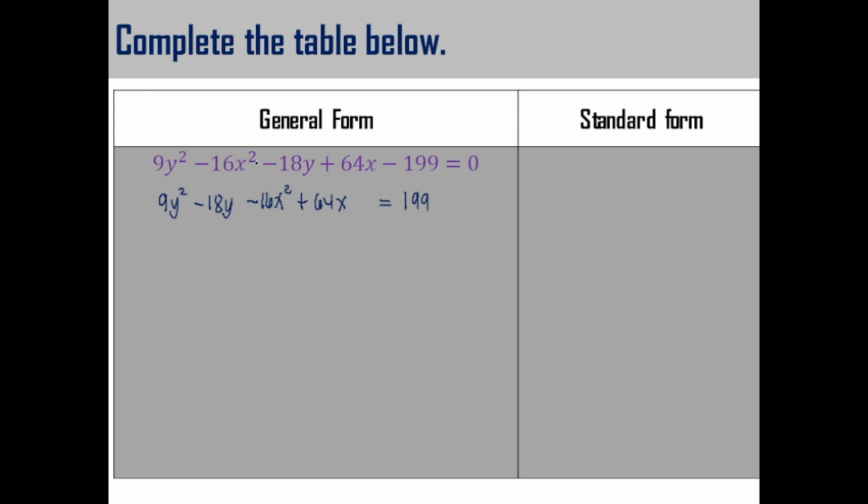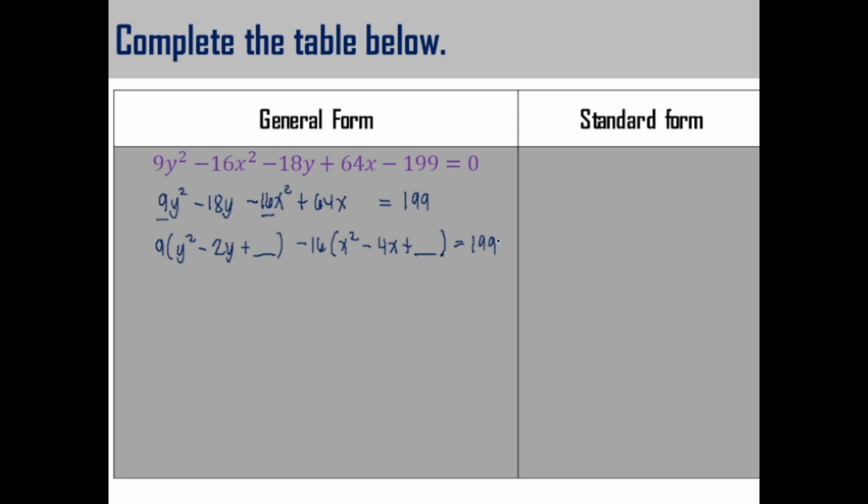Okay. And then ang gagawin po natin dito ay i-factor out natin yung numerical coefficient natin sa kanyang terms. So ito yung magiging 9 times y squared minus 2y plus, okay, later on, we're going to complete the square. Okay? So ito ay negative 16 times x squared minus 4x plus, okay, bigyan natin ng space, and then equal sa 199.